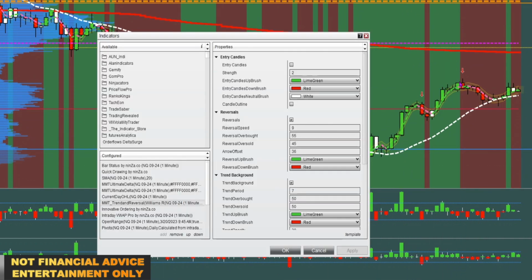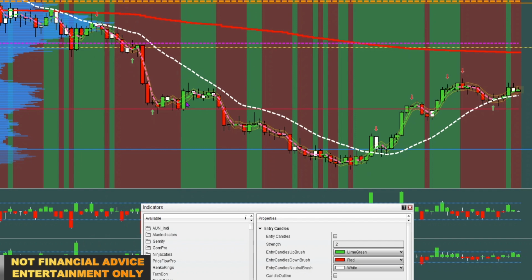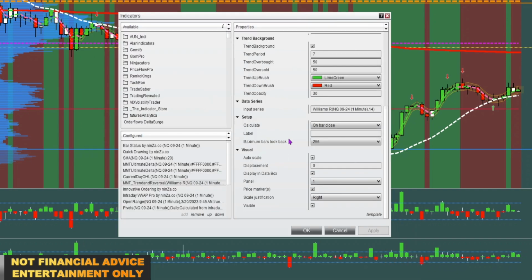So on this chart with the fewer signals, I've just bumped up the overbought and oversold to 55 and 45. I've left the reversal speed at 9. If I wanted to see a few more signals perhaps, I could lower the reversal speed to a 3. Now we get some more signals. And these reversal signals are based on an input series of the Williams. The reversal signals, the background signals, everything will be completely different depending on what your input series is.